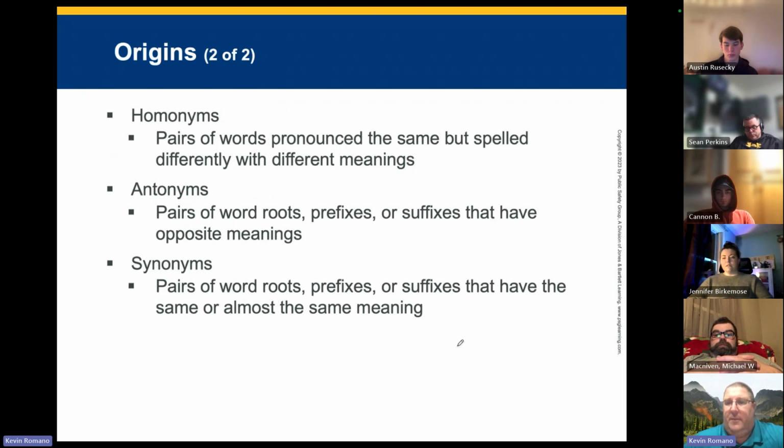Homonyms are pairs of words that are pronounced almost the same way, but are spelled differently and have different meanings. All right, antonyms are pairs of words, word roots, prefixes or suffixes that have the opposite meaning of another word. An example would be eu as in good, or mal as in bad, or ad is toward and ab is away. So if I said the patient had eupnic breathing, that would be normal breathing, right?